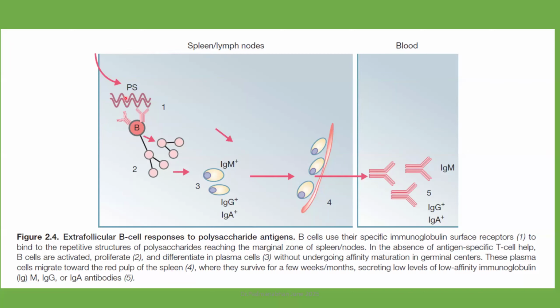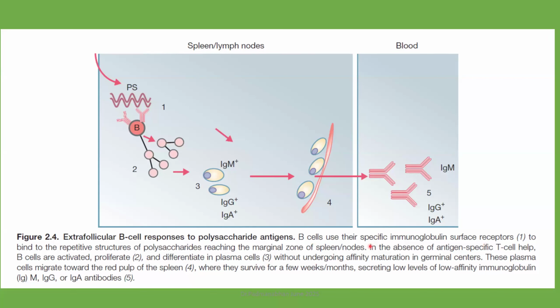Okay, now what do you find? This is what happens in the spleen. If the antigen enters B cells, plasma cells, IgM, IgA, then they survive a few weeks or months secreting low levels of globulin, IgM, IgG, or IgA antibodies. That's all. What is missing? The germinal center is missing. Therefore, remember, marginal zone is on the outside. Because this zone is not properly developed, the polysaccharide antigens are not even able to produce a weak response.